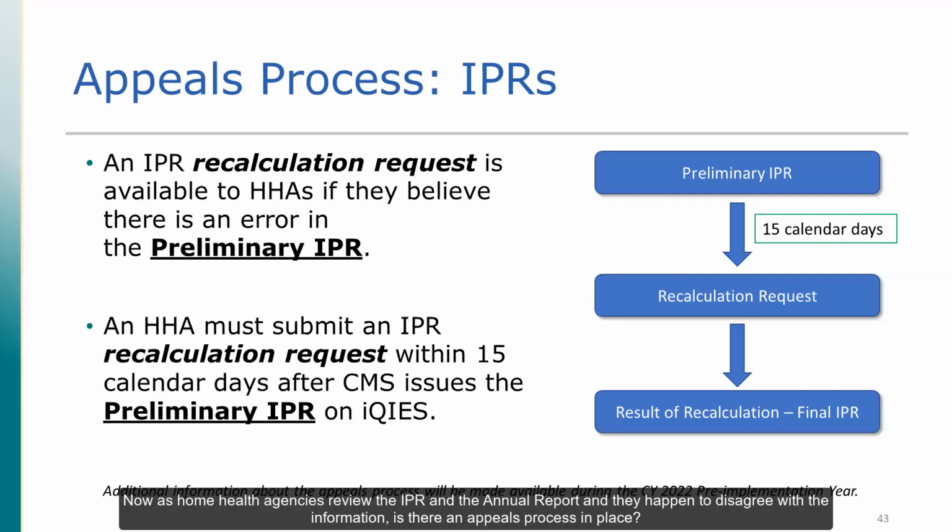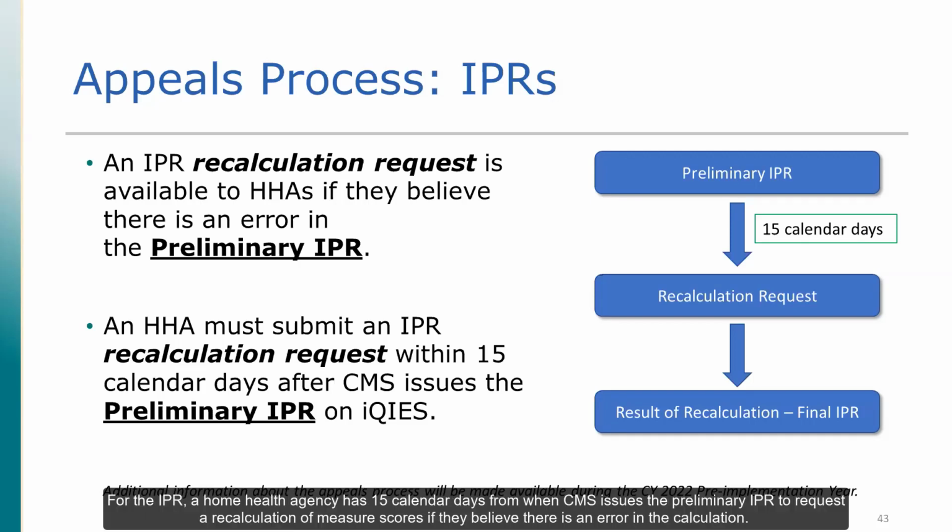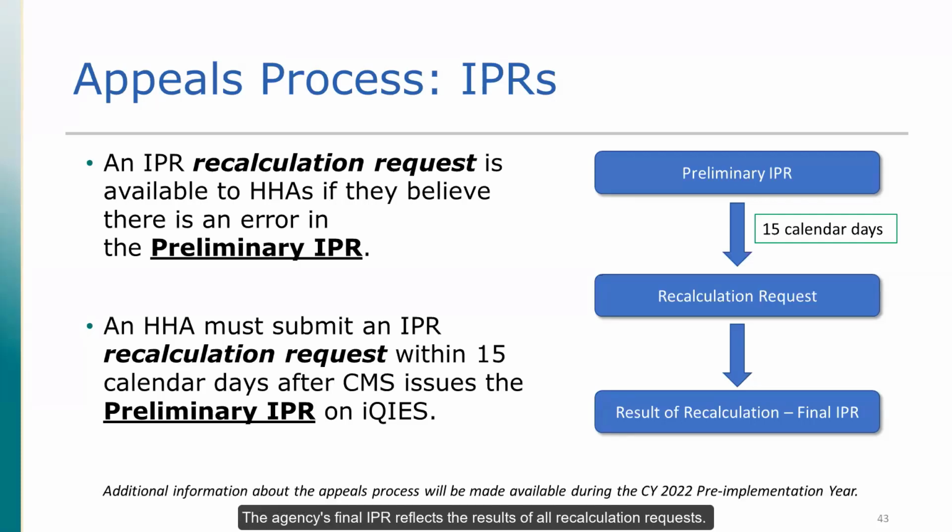Great, thank you, Judith. Now, as home health agencies review the IPR and the annual report, and they happen to disagree with the information, is there an appeals process in place? Yes, there is a process for each report. For the IPR, a home health agency has 15 calendar days from when CMS issues the preliminary IPR to request a recalculation of measure scores if they believe there is an error in the calculation. The agency's final IPR reflects the results of all recalculation requests.